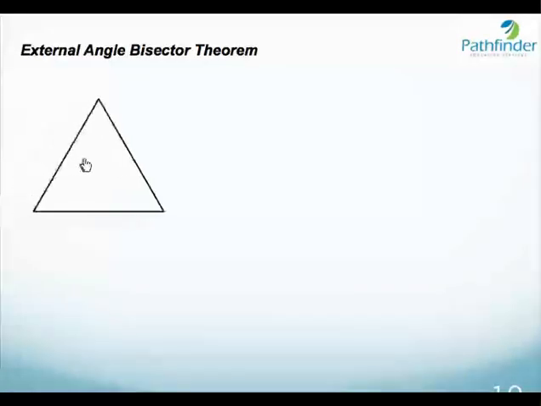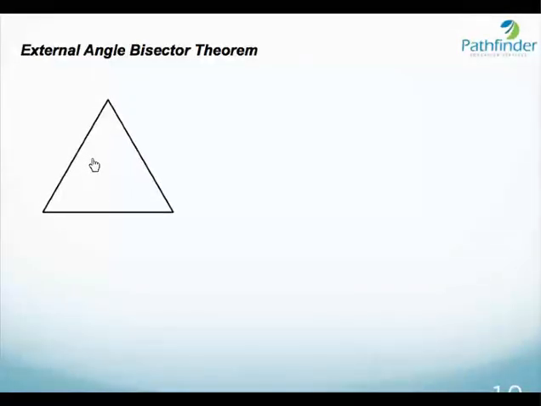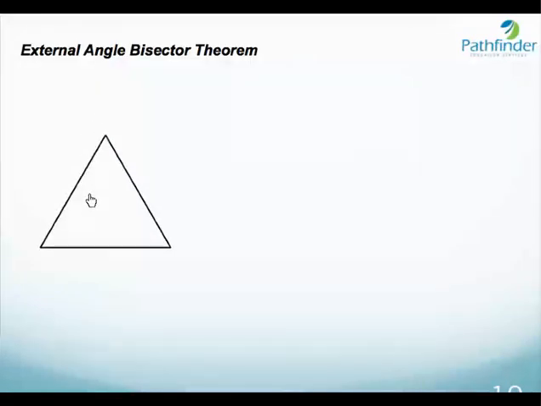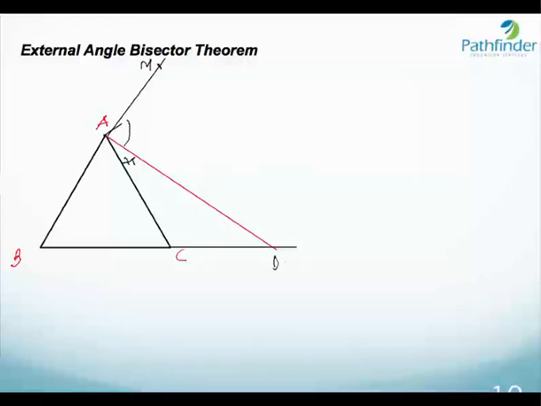Now let us look at the external angle bisector theorem, which is in fact very similar to the internal angle bisector theorem. In this case, we have a triangle ABC. We have AD as the external angle bisector, so it is the bisector of external angle A, and AD meets the side BC produced at D. So the external angle bisector theorem says that AB upon AC is equal to BD upon DC.